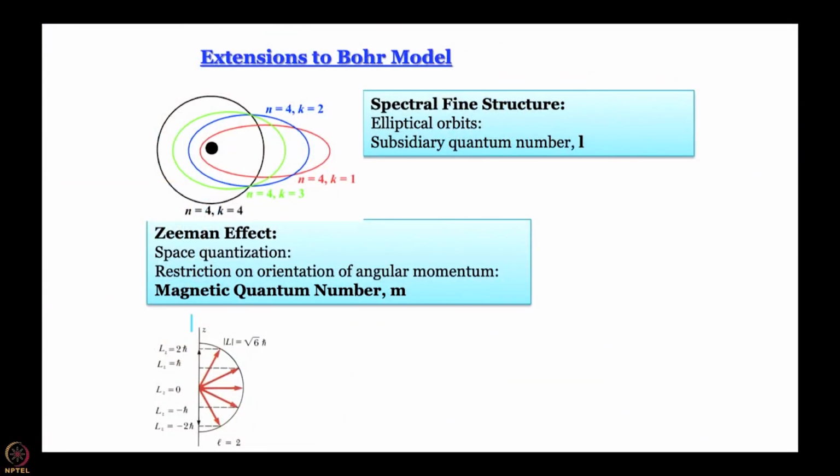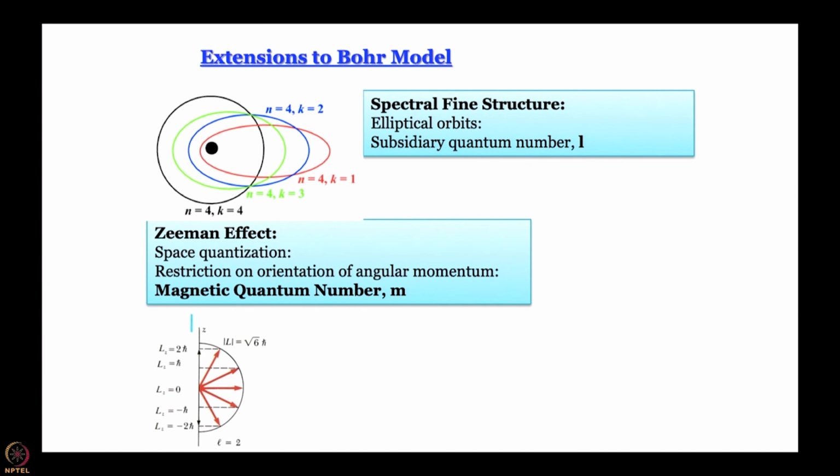Or if we want to use a term that survives even beyond the Bohr model, the angular momentum vector can be oriented only in specific directions. This is what it means. So, what is shown here is what happens when L is equal to 2. When L is equal to 2, 2L plus 1 equals 5.